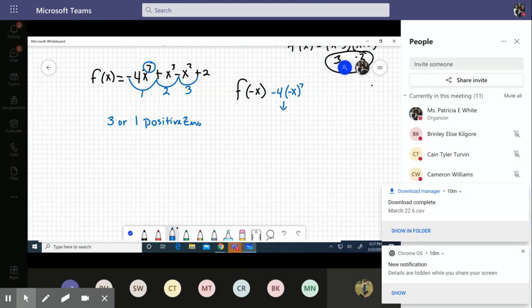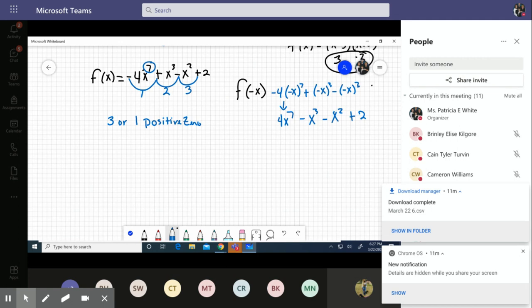So this one's going to give me a positive 4x to the 7th. Then I've got plus negative x to the 3rd, so that's going to give me a minus x to the 3rd. Then I have minus negative x squared. That's even, so that's not going to change. Minus x squared plus 2.